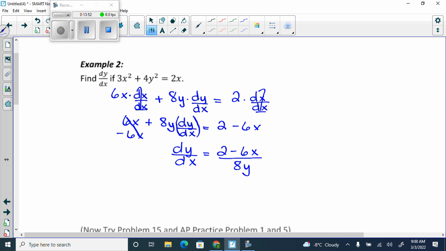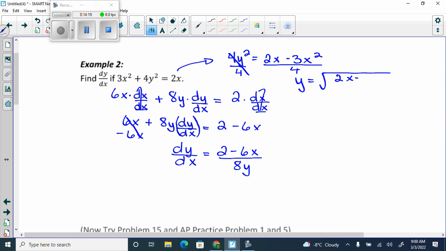Now, we are done. However, if you get to this point and it does not match, you could have screwed up. That's one thing. But if you didn't screw up, what they could have done is they could have gone up here and isolated for y. So they could have gone 4y squared equals 2x minus 3x squared, divide by 4, and then they would take the square root of it. I'm not going to actually carry through, I'm just showing you. And then all they would do is take that and replace it and call it a day.